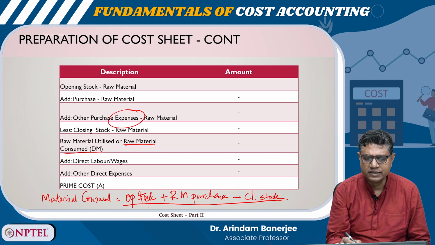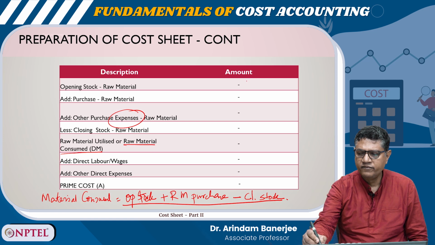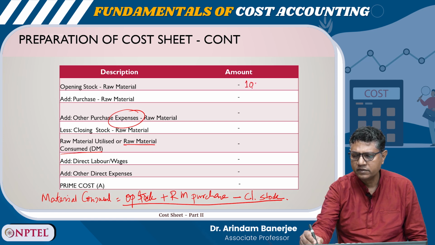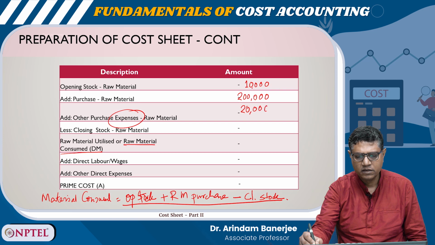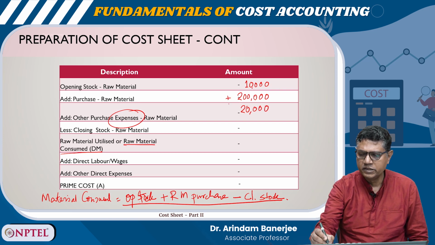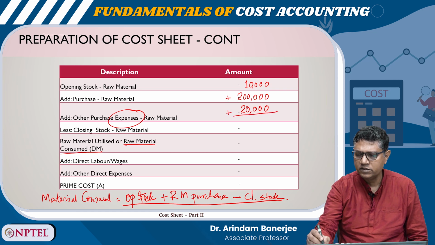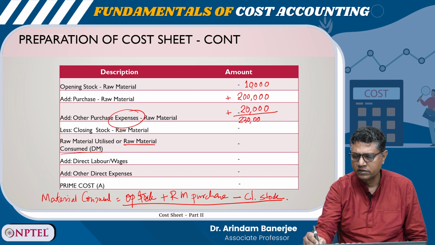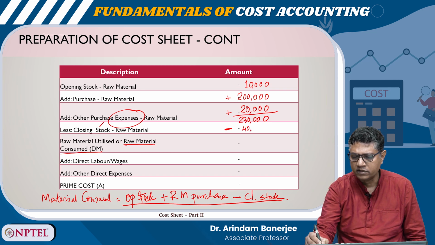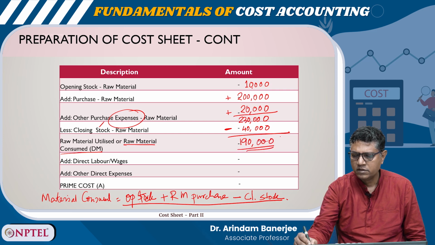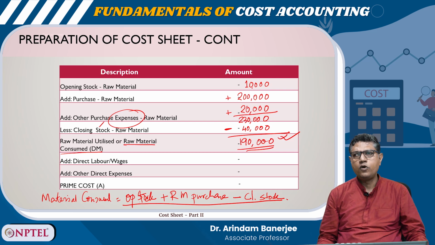Okay, so you can take one example. Say for any company, the opening stock is 10,000, right? And they made a purchase of 2 lakh, right? And they also incurred 20,000 as the purchasing expense, right? So total is how much? 2,30,000, right, minus the closing stock. Suppose the closing stock is 40,000. So what is the material consumed? 1,90,000, right. So that's how we can calculate the raw material consumed.